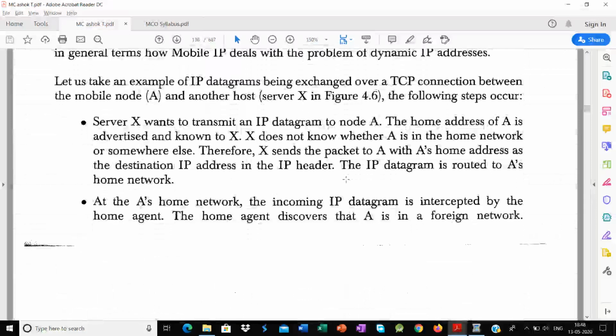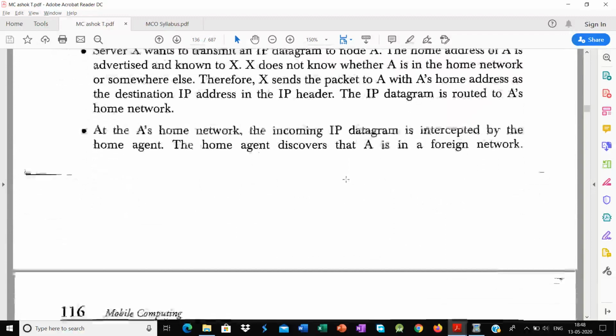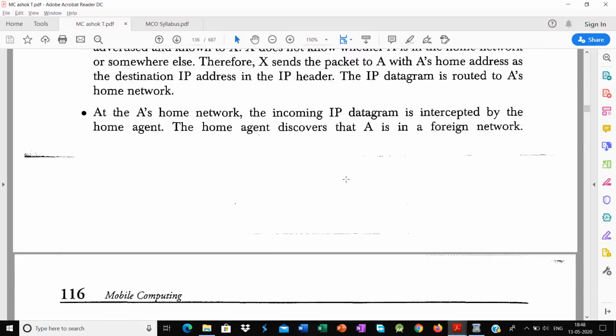Server X wants to transmit an IP datagram to node A, and the home address of A is advertised and known to X. X does not know whether A is in the home network or somewhere else. So X sends a packet with A's home address as the destination IP in the IP header. The IP datagram is routed to A's home network, where it is intercepted by the home agent. The home agent is responsible for maintaining the HLR and VLR values, and it discovers that A is in a foreign network.